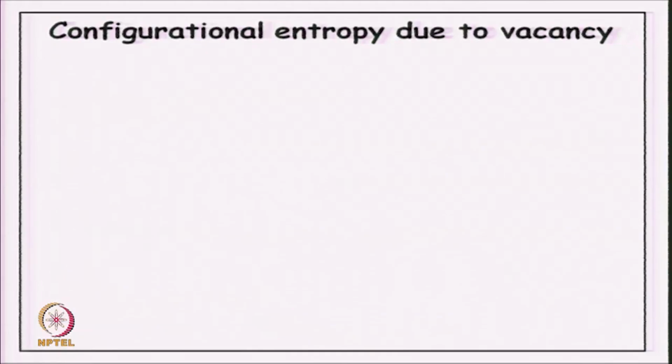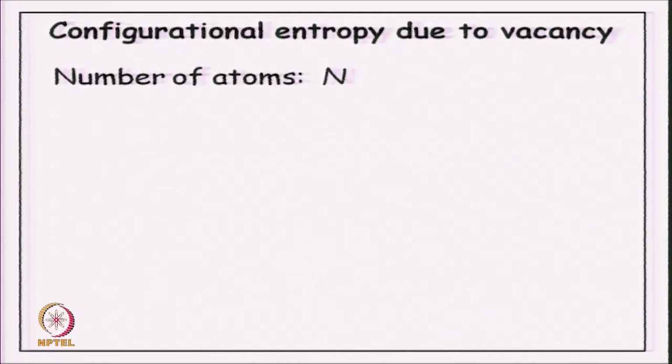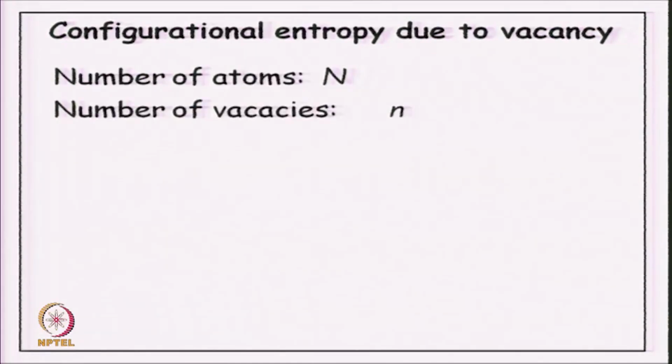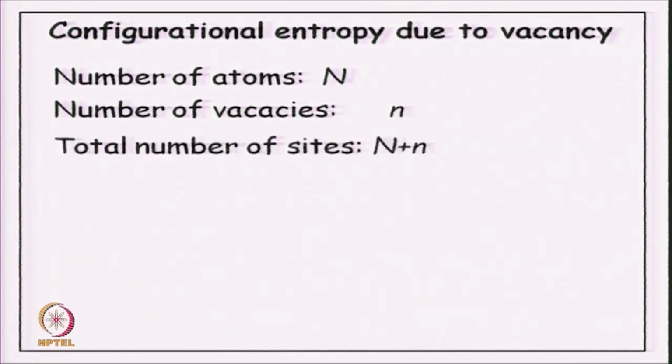So, now we can think of configurational entropy due to vacancies. If there are capital N atoms and we create little n vacancies in the crystal, then the total number of sites we are playing with is N plus n, because a vacant site we are also counting as a site. So, there are atomic sites, the filled sites capital N, and there are vacant sites, the little n.